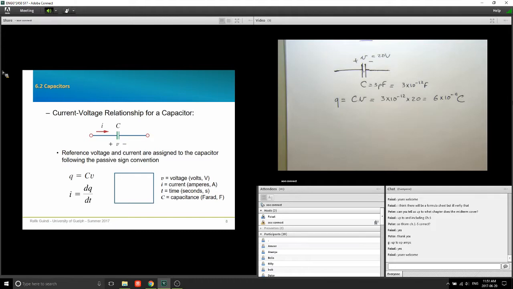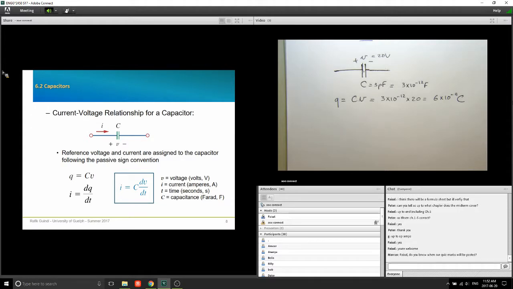So we know that Q equals CV, and by definition, I equals dQ/dt. That's from the very first chapter. Therefore, I is equal to d of Q, which is CV, so you differentiate that with respect to t, and you get I equals C dV/dt. So there is a current if you can find a derivative dV/dt. And we're going to see how that actually manifests in real examples. But this is the current voltage relationship: I is equal to C dV/dt.